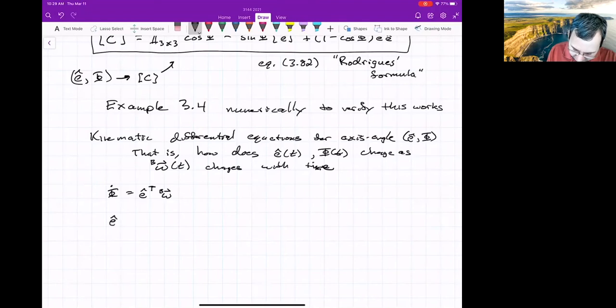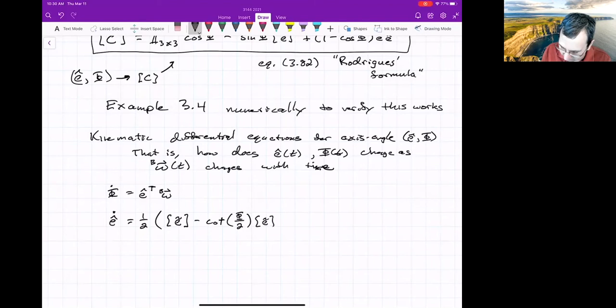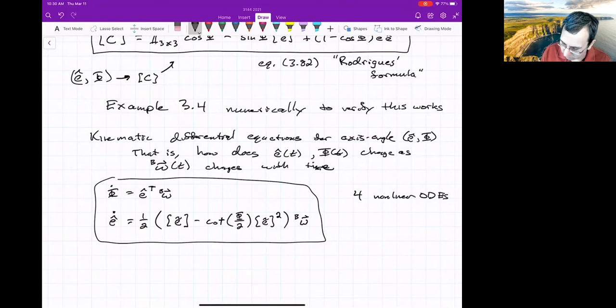And then E hat dot is equal to 1/2 times a matrix: E tilde minus cotangent, which has not yet made an appearance, of phi over 2 times E tilde squared. So you just take the matrix times itself, and that's all times omega. So these are 4 ODEs. They are better than Euler angles, but they still have a problem.